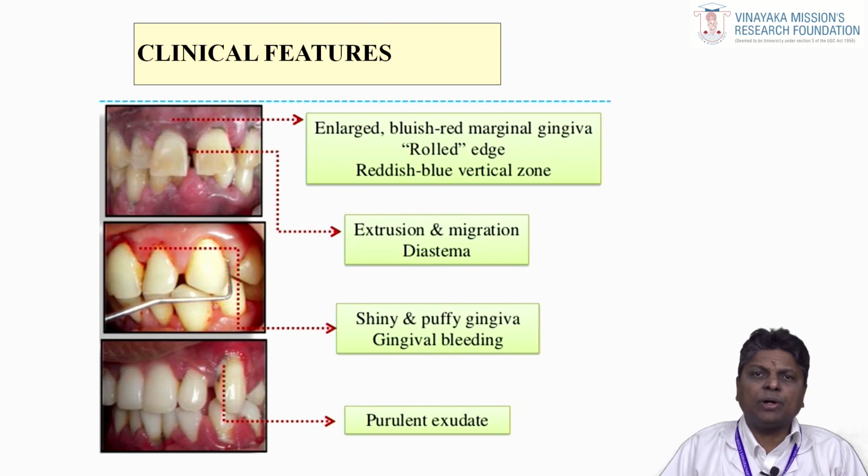Mobility is graded as grade 1, grade 2, grade 3. Grade 3 goes for extraction only. You will learn all these things in the coming chapters of clinical discussion. In the soft tissue, it looks like a shiny, puffy gingiva because of the edematous fluid collection. And one of the important cardinal signs is gingival bleeding.